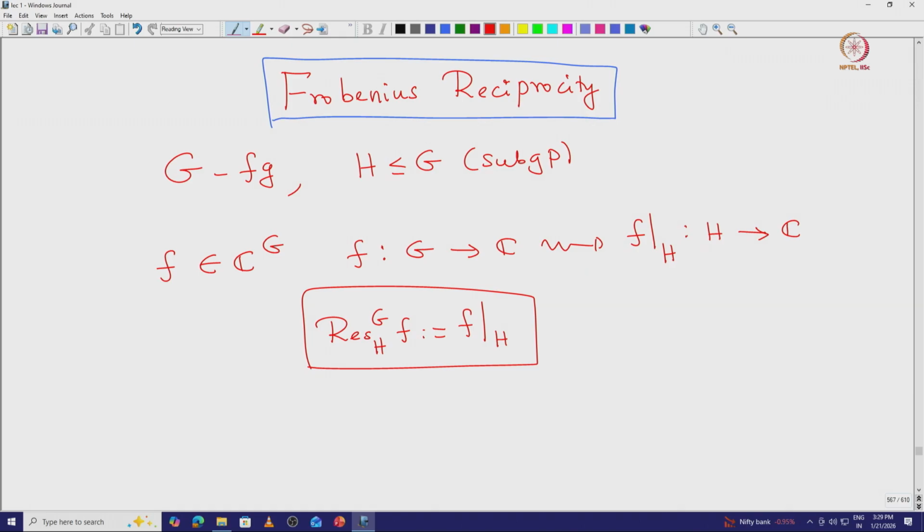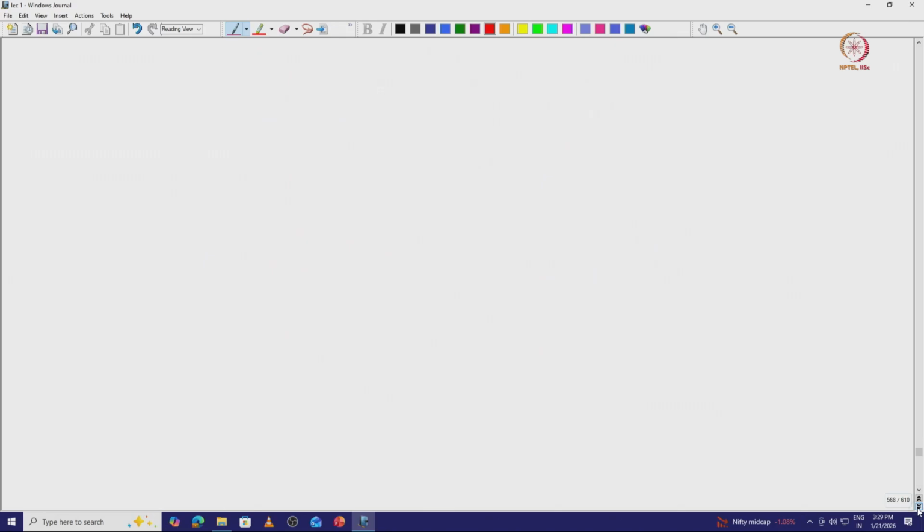Now what we want to do is restrict our attention to the characters, but characters are class functions. So, maybe we can just restrict to the class functions and then see how this restriction behaves. Here is the proposition which is easy to verify. Let me state it.